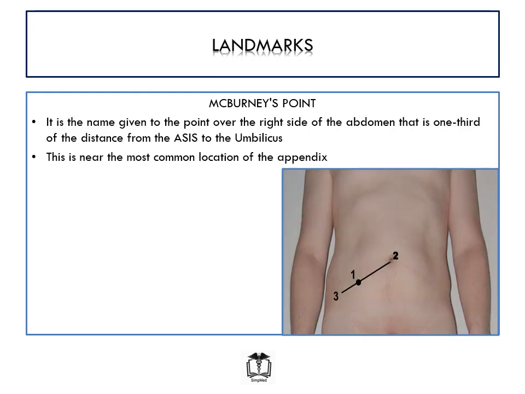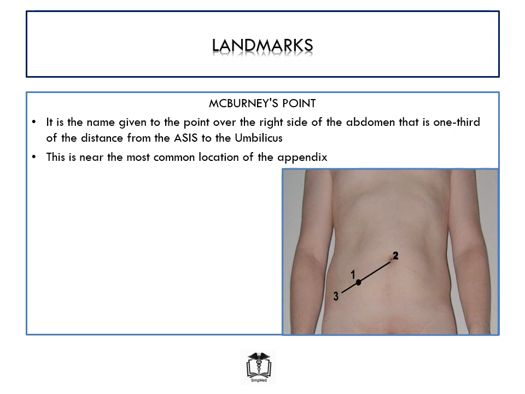The final landmark of the abdomen is McBurney's point. McBurney's point is the name given to the point over the right side of the abdomen that is one third of the distance from the anterior superior iliac spine to the umbilicus. It's a clinically relevant point or landmark in relation to the location of the appendix. It tends to be the point where we feel the sharpest pain in a case where the person is having an appendicitis.